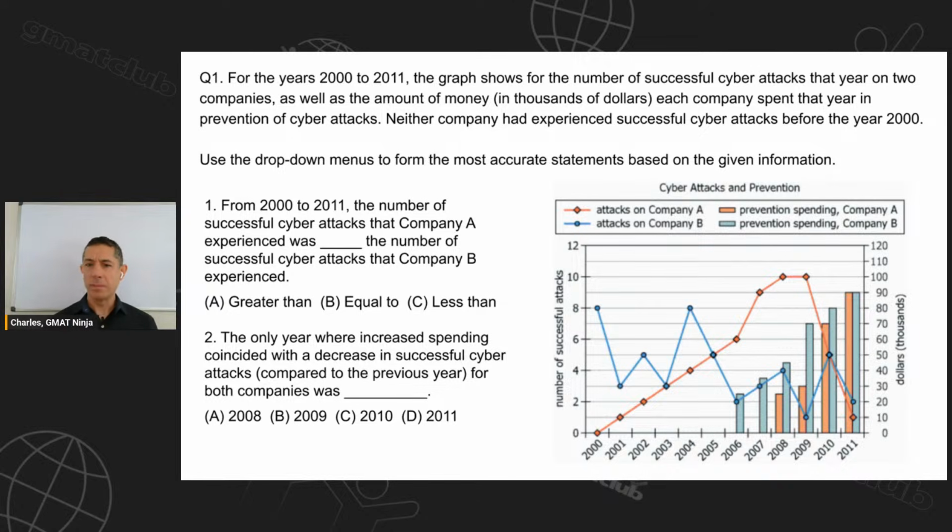Great. What are the bars? The bars are their spending. So they didn't spend anything until looks like 2006. B starts spending first, A starts spending later. Okay, cool. So these guys start getting cyber attacked more and more for company A, and then they start spending, and A was really slow to the party.